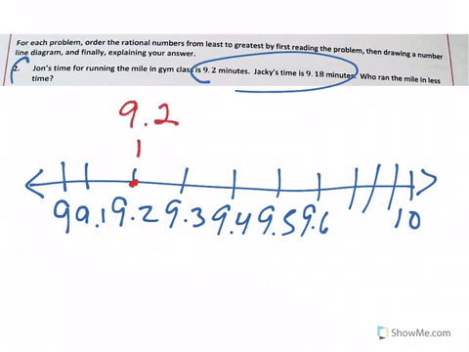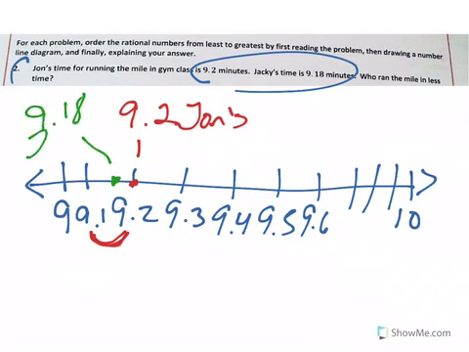9.2, which is John's time. We also know that Jackie's time is 9.18. So 9.18 would be between 9.1 and 9.2. So Jackie's time would be about right here. So who ran the mile in less time?